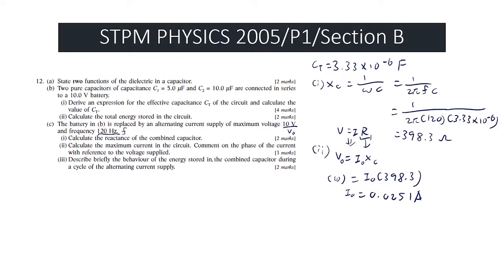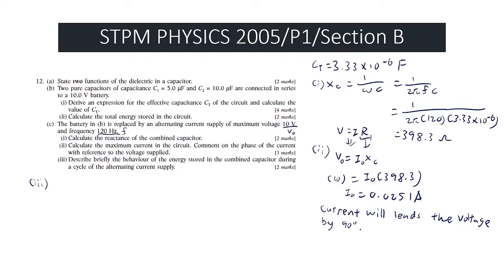Now comment on the phase of the current with reference to the voltage supply. So in this case, this current leads the voltage by 90 degrees.